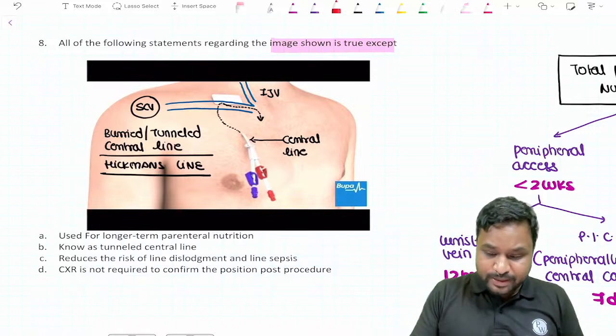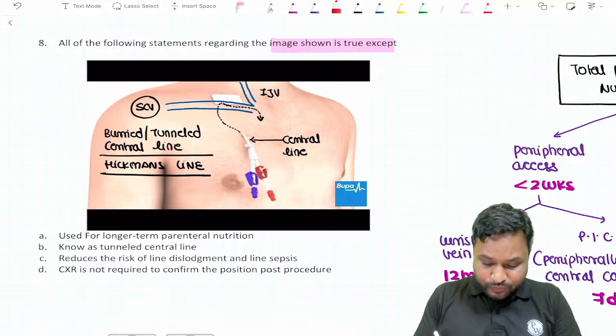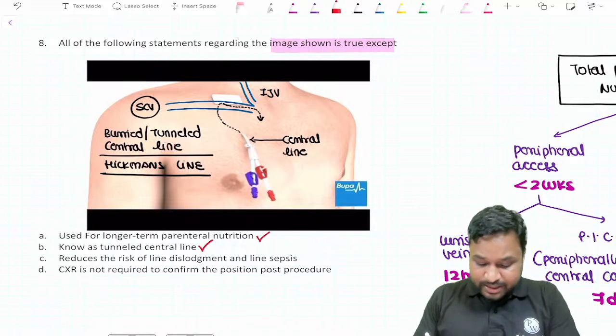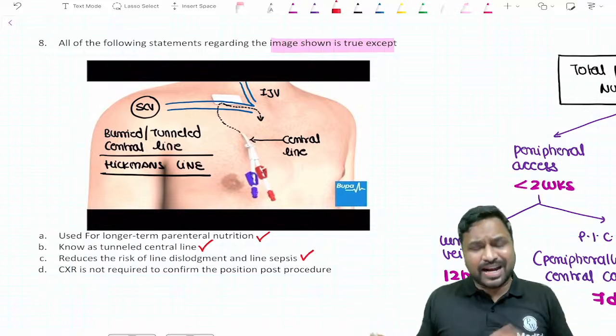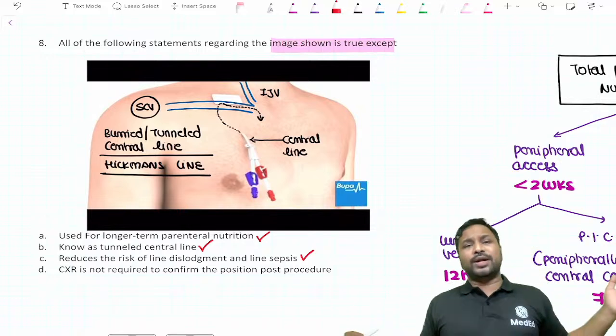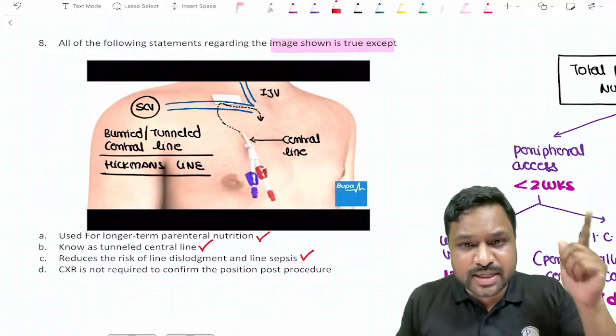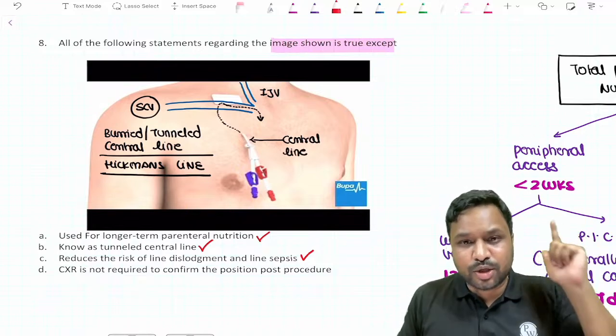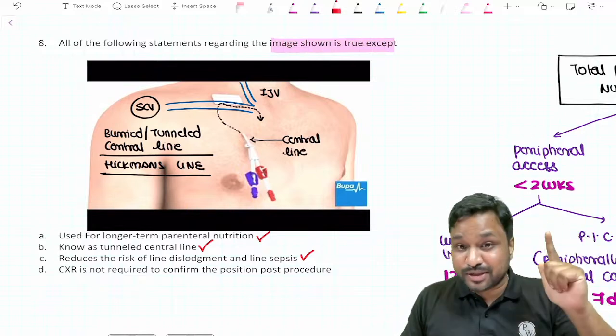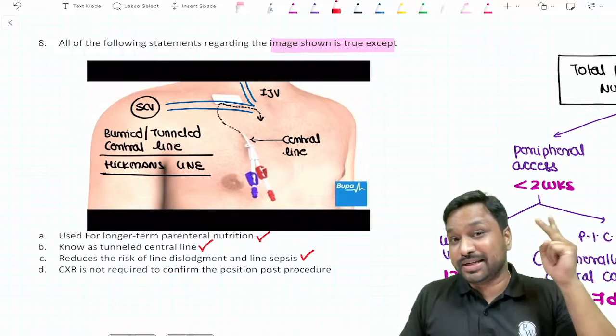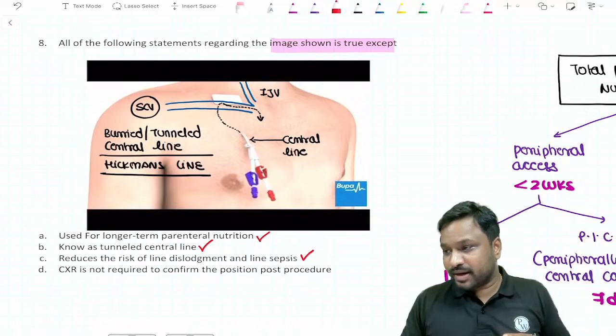Now the question is, the image shown is true except it is used for long-term parenteral nutrition, correct? Known as a tunnel central line, correct? It reduces the risk of line dislodgement and line sepsis, correct. Can it? Chest x-ray is not required to confirm. Remember, I'm not doing a chest x-ray to confirm. I'm doing it to document that I've put the line. That is the first important reason. The second important reason, yes, to look for position as well, right?